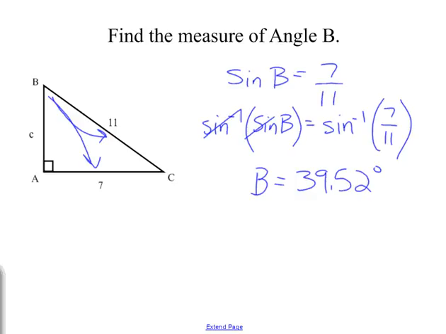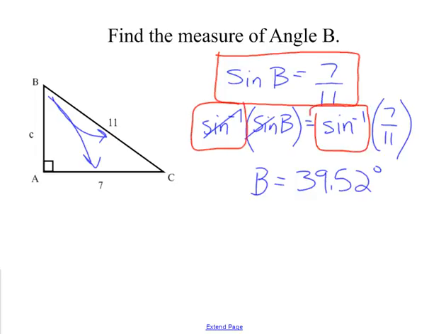So you can see from the two examples that we've done that in order to find an angle, you still need to set up your trig equation, and then to isolate the angle, you use the inverse trig function, which you can access on the calculator. Make sure your calculator is in degrees, and your answer will come out in degrees.